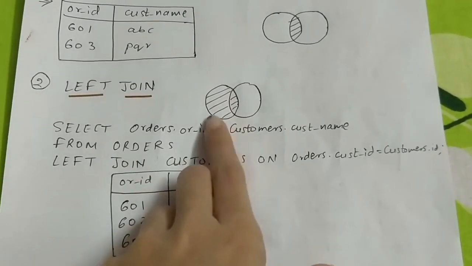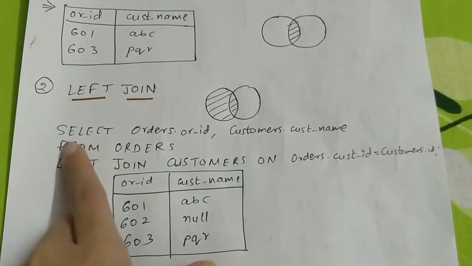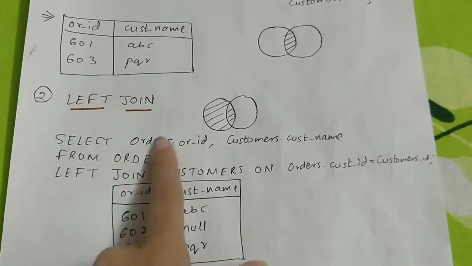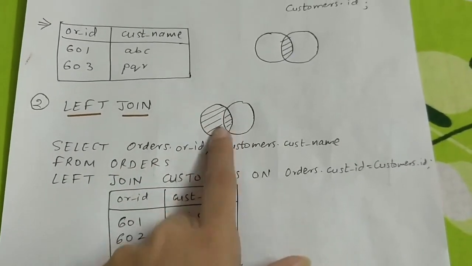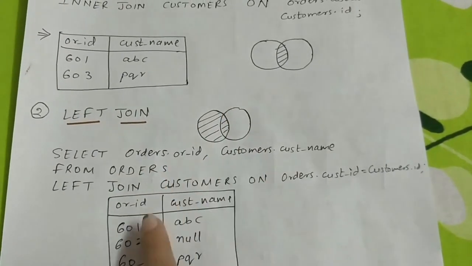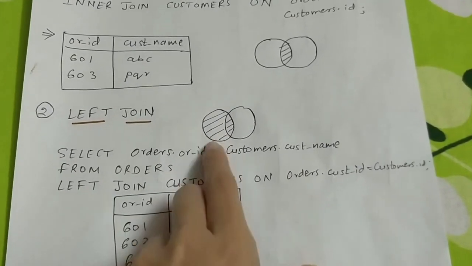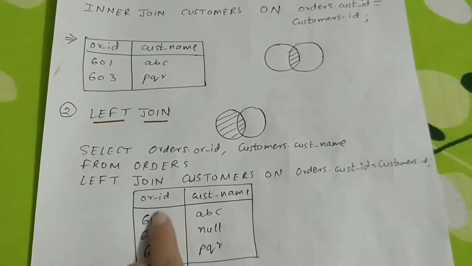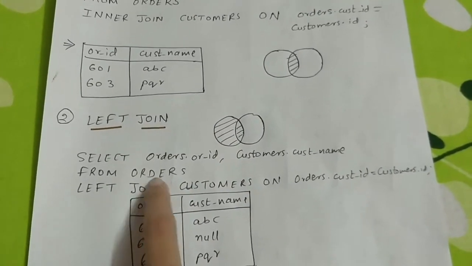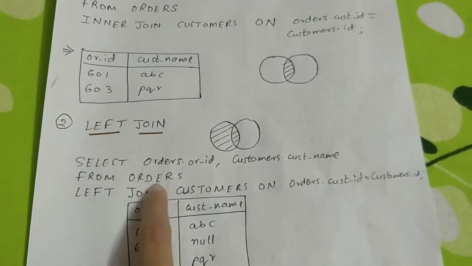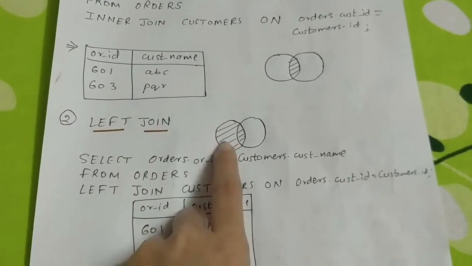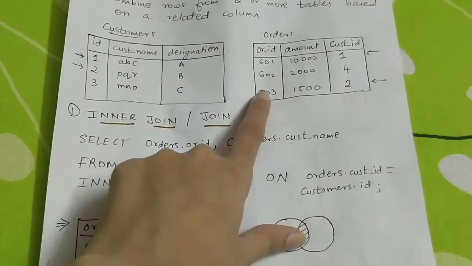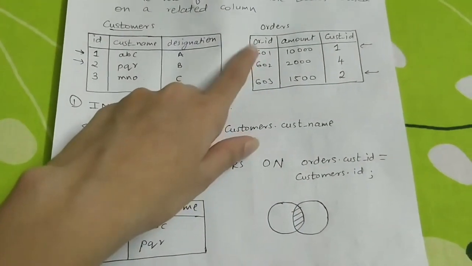Now this is how the left join looks. When I write from orders left join customers, the first is orders, the first circle, and customers is the second circle. Left join basically means all the rows from the orders table, the first table, will be printed. So this is our orders table, and the order IDs will be printed over here.